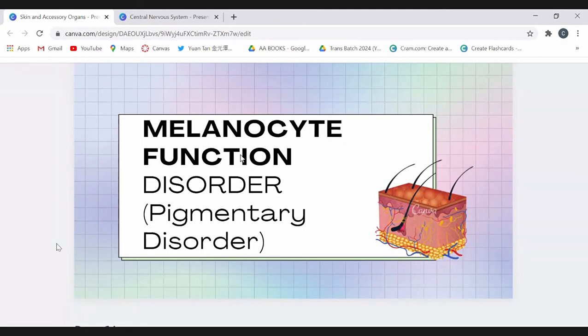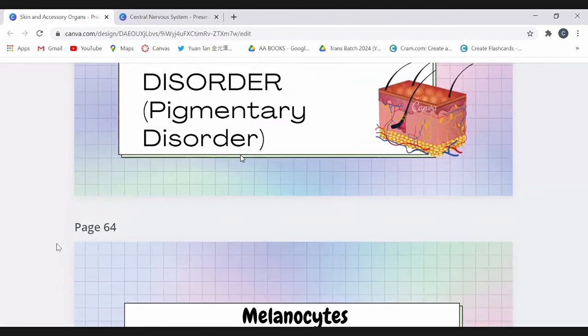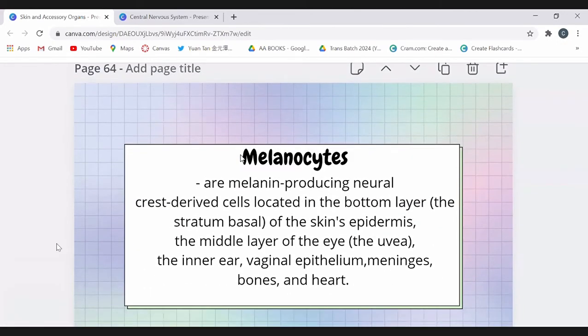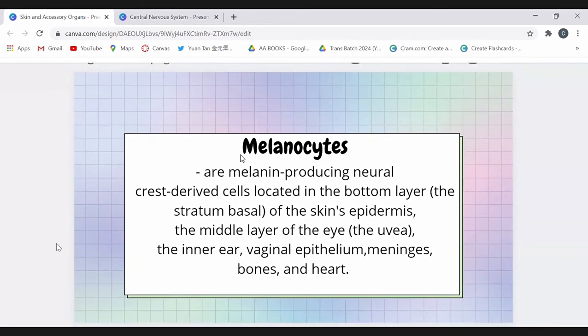Melanocyte function disorder or pigmentary disorder. Next slide, please. Melanocytes are melanin-producing neural crest-derived cells located at the bottom layer or the stratum basale of the skin epidermis, the middle layer of the eye or the uvea, the inner ear, vaginal epithelium, meninges, bones, and heart. Next slide, please.